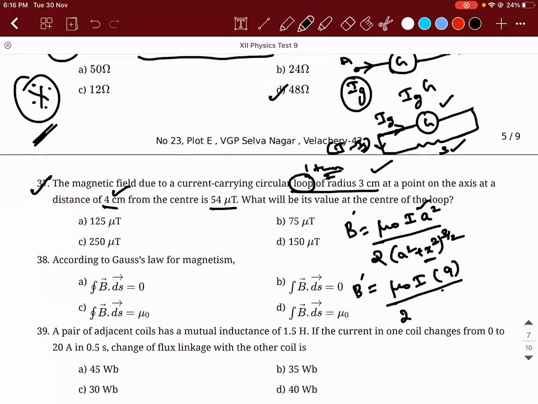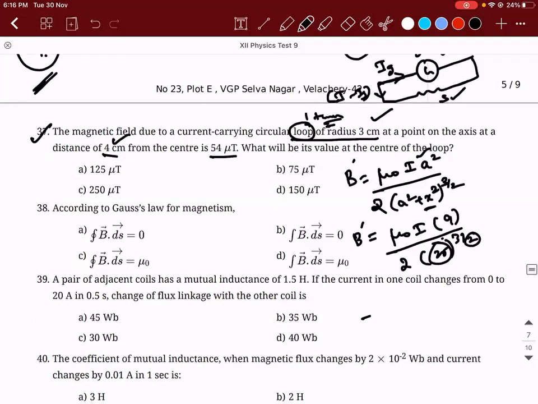So listen. 3 square plus 4 square is 25. 25 power 3 by 2. 25 power half is 5. So it becomes 5 cube. So mu naught I into 9 divided by 2 into 5 cube. That is the value of B dash.